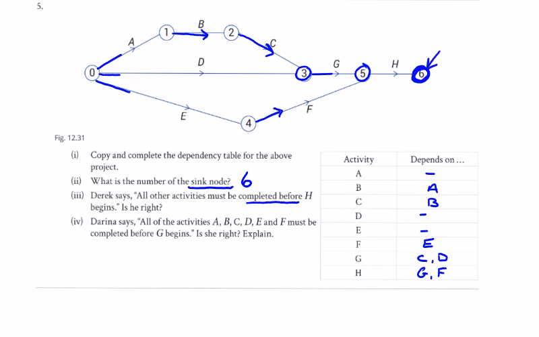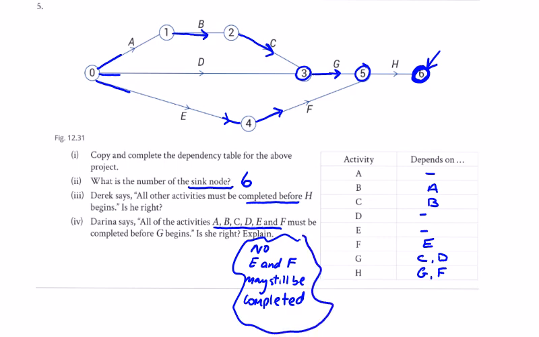And Darina says of all the activities A, B, C, D, E and F, all the activities must be completed before G begins. Well, G could begin after C and D are completed. Doesn't necessarily mean that F is complete or E, so she's not correct. No, E and F may still be completed. And these could take time, so we'll look at that later when we start bringing time into these. Number 5.